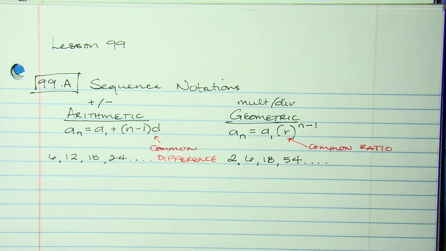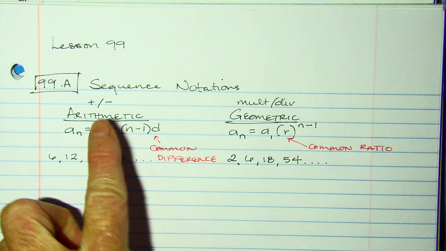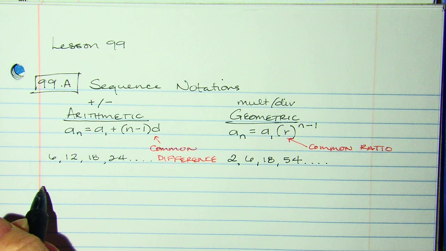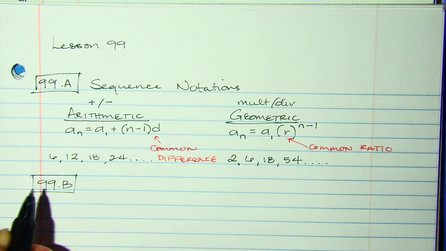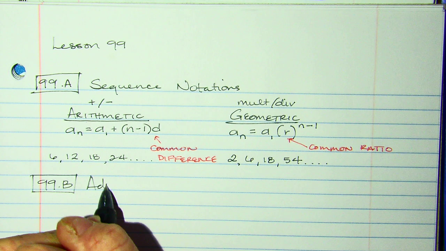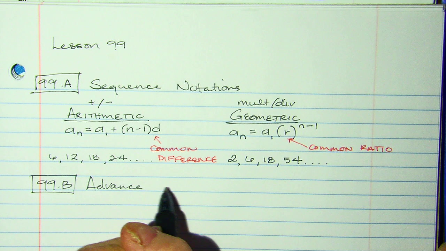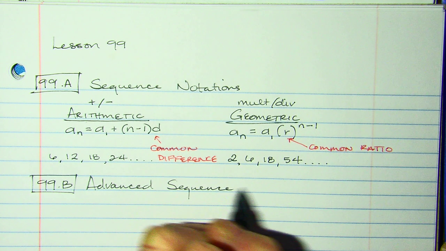Now, in an arithmetic sequence, this is the form and how we would find the nth term, or the sixth term, or how to find the next 3 terms. So these are the equations we will use. In 99.B, we are going to do some advanced sequence problems because, again, these sequences are introduced in Algebra 2.